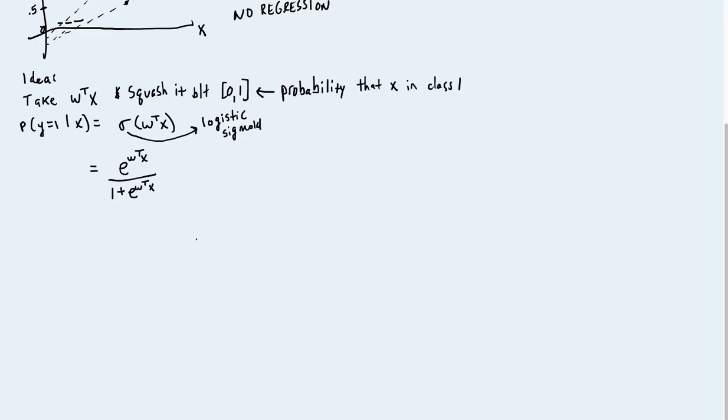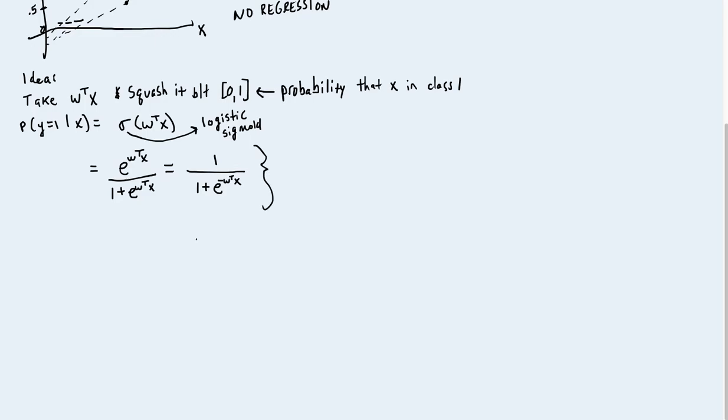And I'm going to write another form that this can take, which is often used for analysis: 1 over 1 plus e to the negative W transpose x. And these are the same thing. You just divide the numerator and the denominator by e to the W transpose x, and you'll see that it comes out to the same thing.